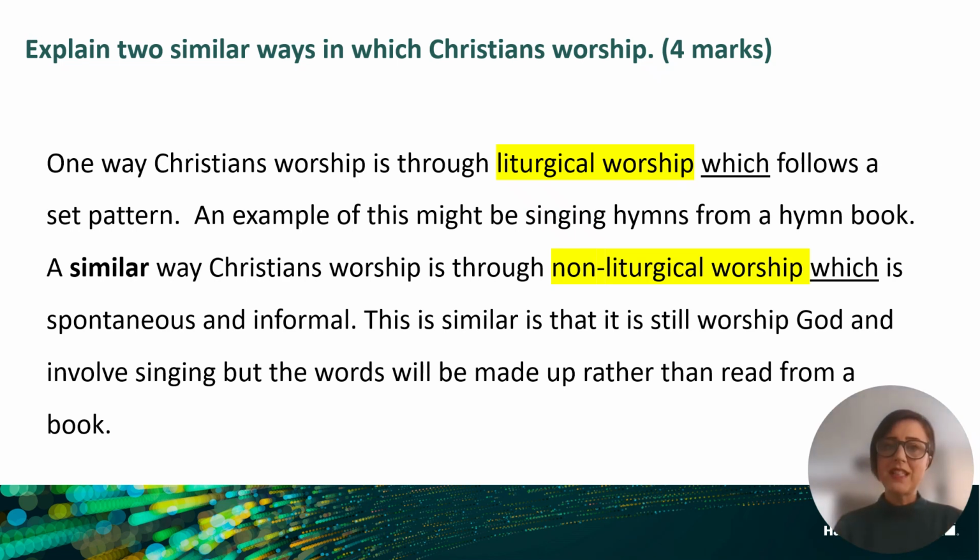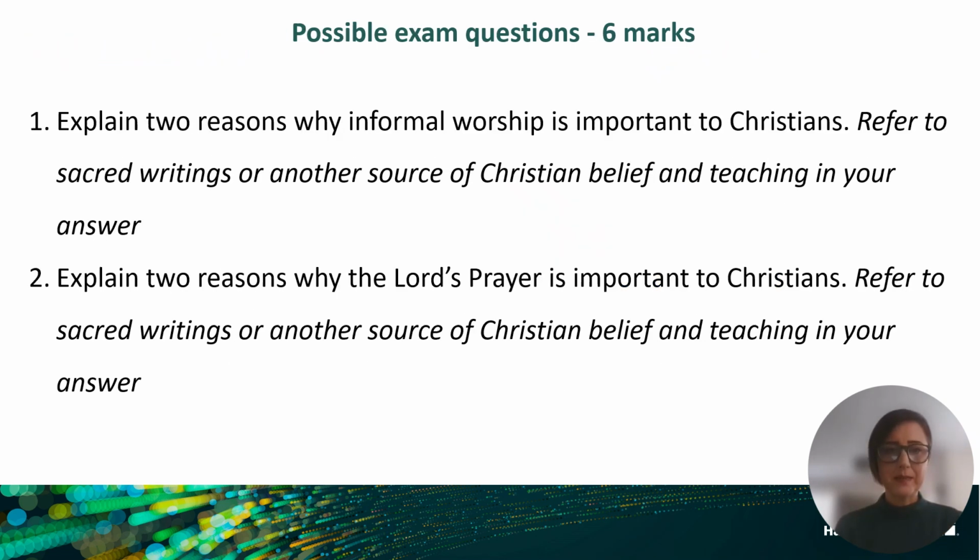So the first sentence is a simple explanation of a way that Christians worship through liturgical worship, which I've highlighted in yellow. You need to explain what this means to get the mark. So I've underlined the connective to show it's a simple explanation for your first mark. Then I've developed this point with an example. The second point is a similar way that Christians worship, because it's still about worshipping God, but it's through non-liturgical worship. It still follows the same structure, simple explanation then development, but it's about non-liturgical worship. And remember, your answers don't have to be in full sentences.